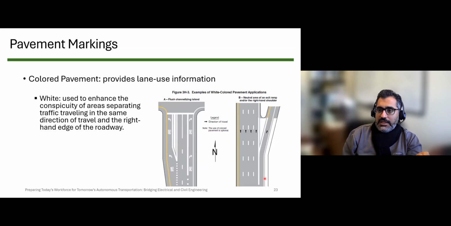Or this is an exit ramp, and here we have the area colored with white to separate these movements, and also we need to add some safety cushions here for safety purposes. What are other colors we have for pavements?